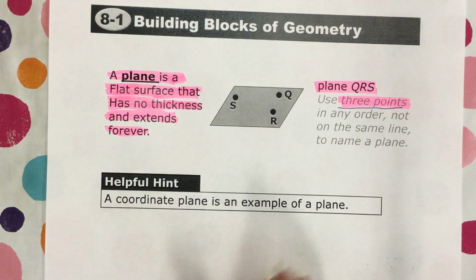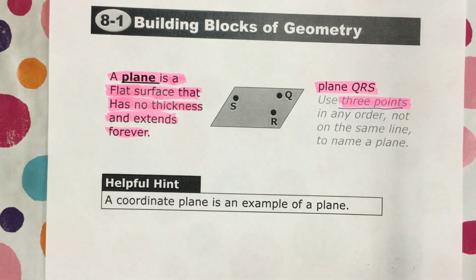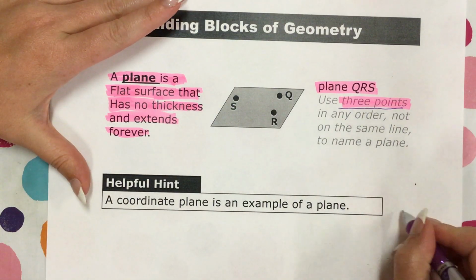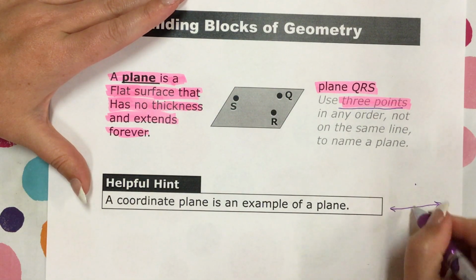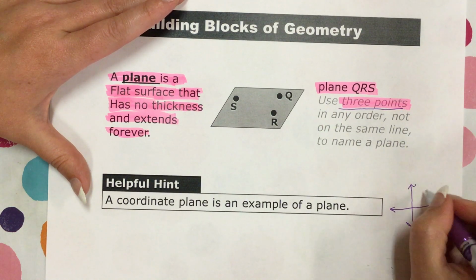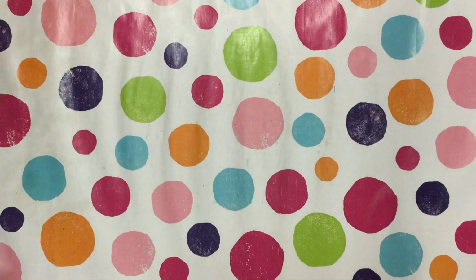Another plane that we've dealt with so far is a coordinate plane. A coordinate plane is an example of a plane. Remember, a coordinate plane has an x-axis and a y-axis. And that's another example of a plane. All right, let's go ahead and look at a few examples. So the first is example one.